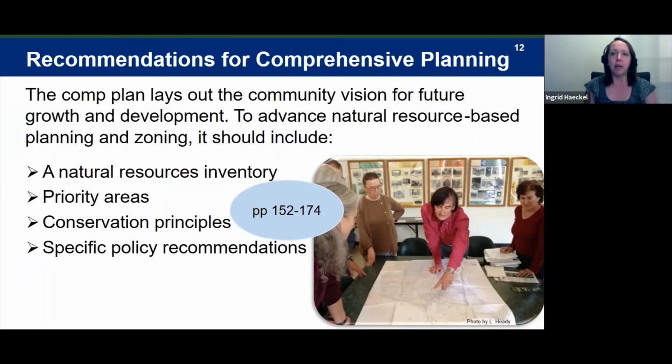There are a couple of ways to advance environmental planning through the comp plan. Those include providing a good natural resources inventory as part of the plan's inventory and analysis, preferably identifying some priority areas in the community that you want to bring attention to, including some basic conservation principles, and identifying some specific policy recommendations.